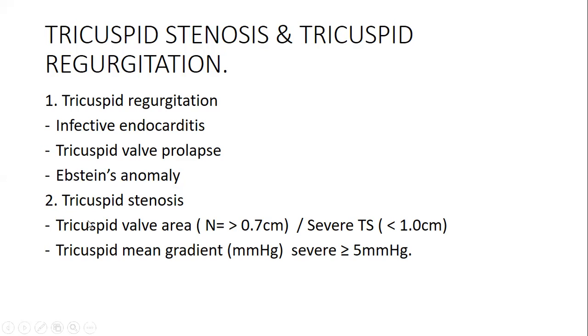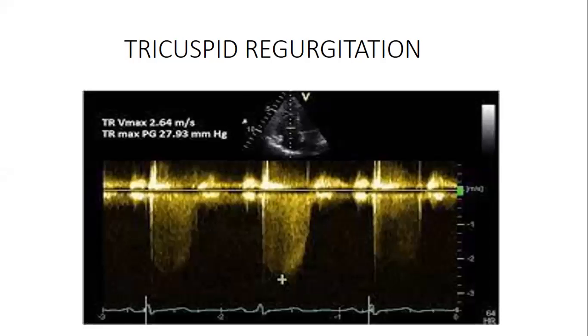So you basically look at the area. Normal area should be more than 0.7 centimeters. If it's severe stenosis, it will be less than 0.1. Tricuspid mean gradient, we also consider it to be more than or equal to 5 millimeters of mercury. So this is how you pick your tricuspid regurgitation.